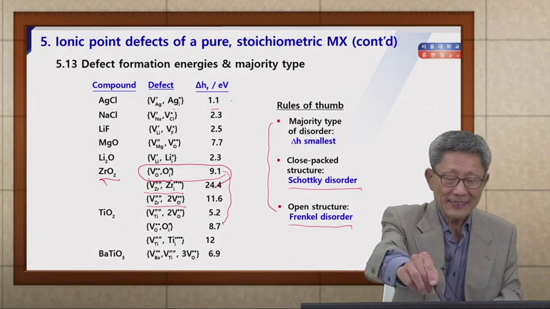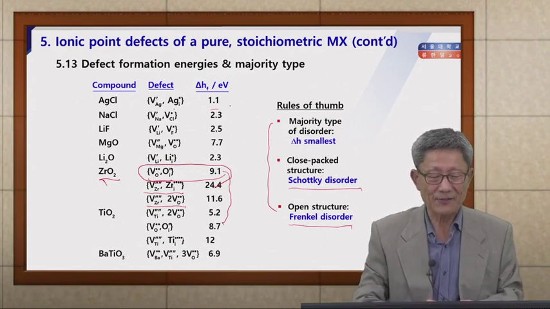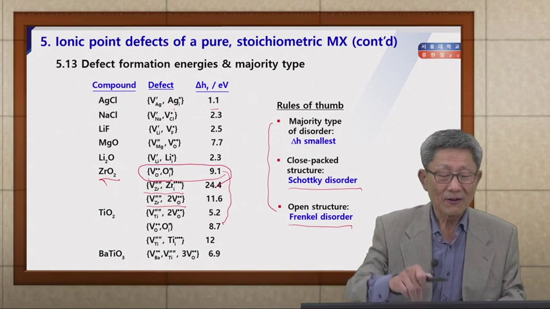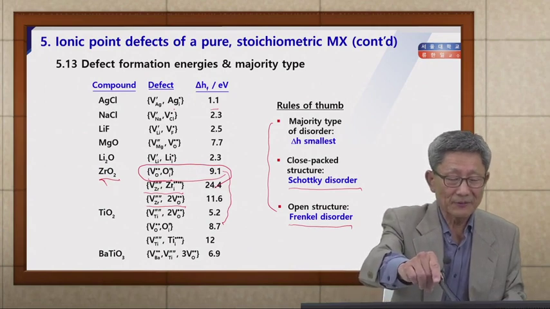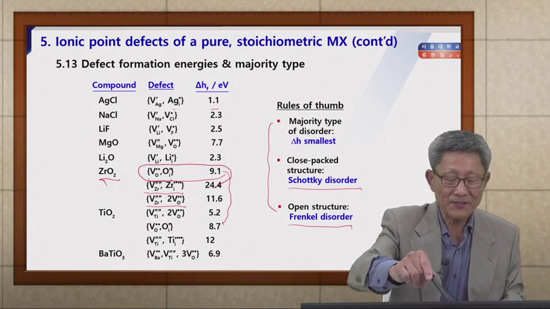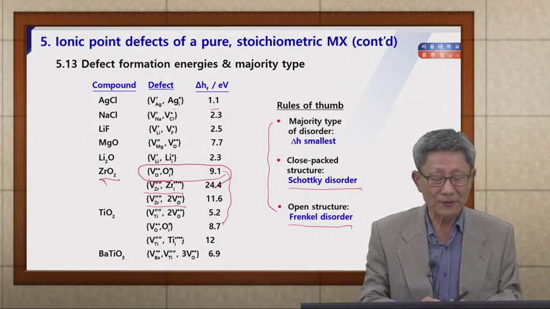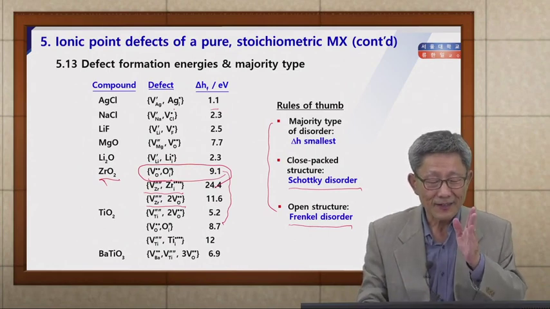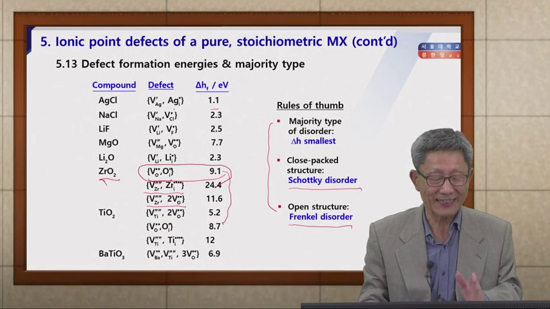And as you can see here, defect formation enthalpies have a wide spectrum. So whenever you are given this list of defect formation energies, try to look for the cheapest one energetically.